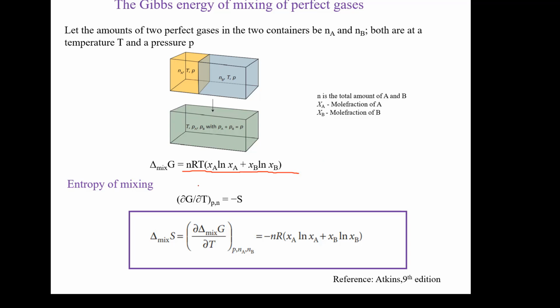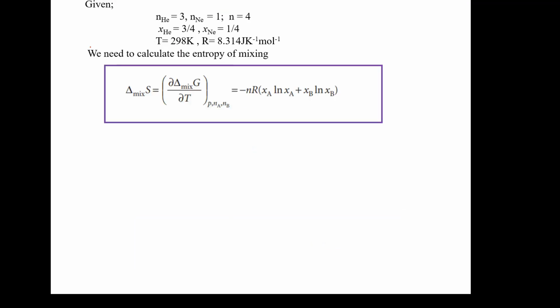We already know that dou G by dou T at constant pressure and number of moles is equal to minus S. With this understanding, we can calculate the entropy of mixing, where delta S mixing is equal to minus dou delta G mixing by dou T at constant pressure and number of moles, which is equal to minus nR into XA ln XA plus XB ln XB.